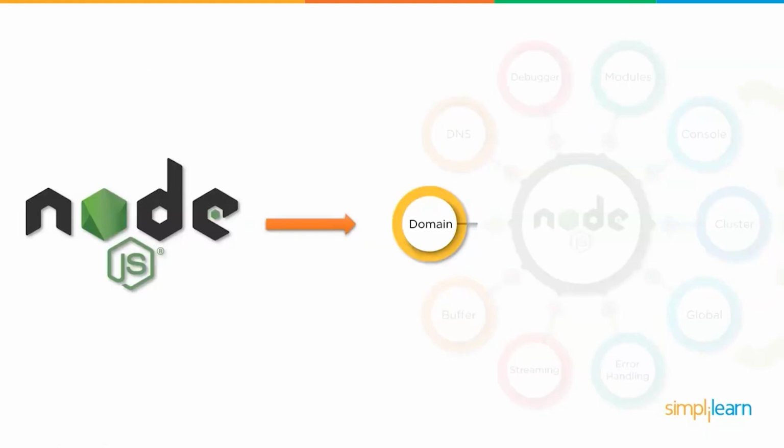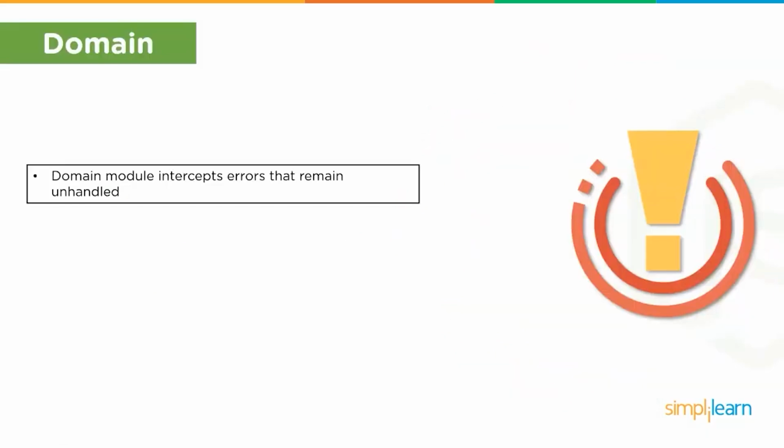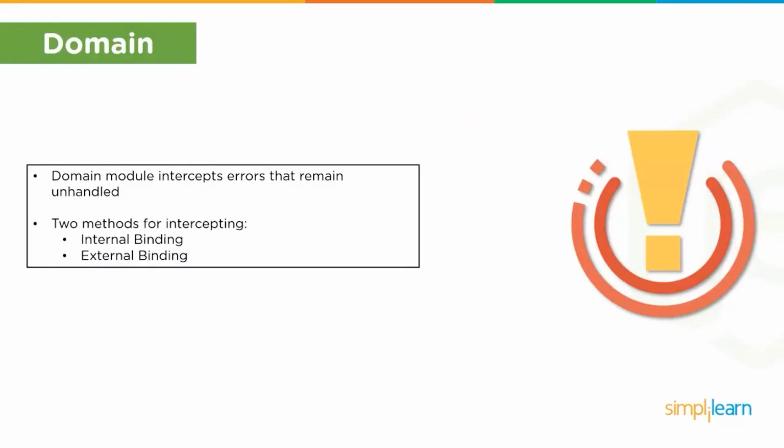Next up, we have domain. Domains provide a way to handle different I/O operations as a single group. Domain module intercepts errors that remain unhandled. There are 2 types of methods that are used for intercepting these errors.